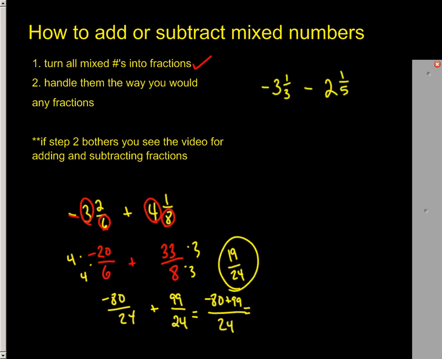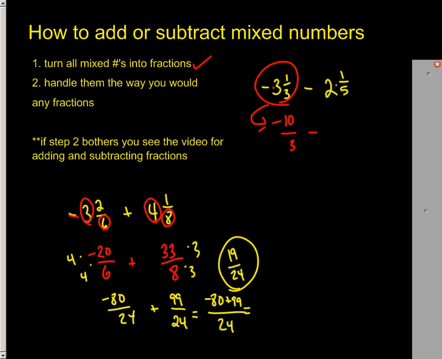And what do you do if we subtract? Well, it's the same thing. You turn them into improper fractions first, okay? 3 times 3 is 9, plus 1 is 10. So it's negative. Let's make that negative. So negative 3 and 1/3 became negative 10/3.